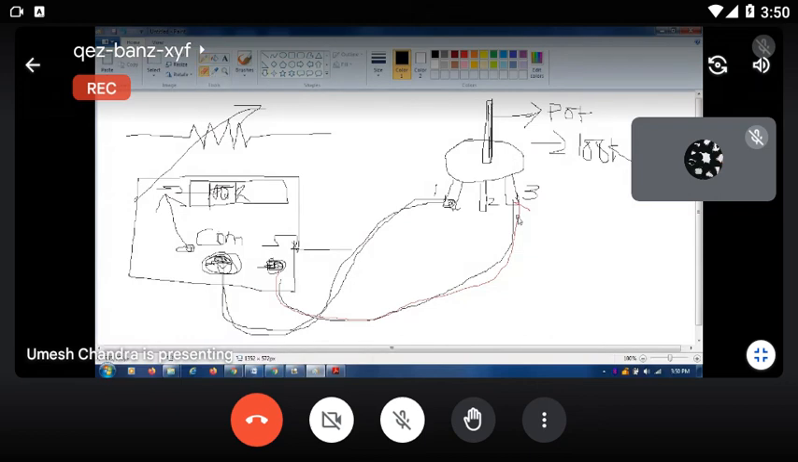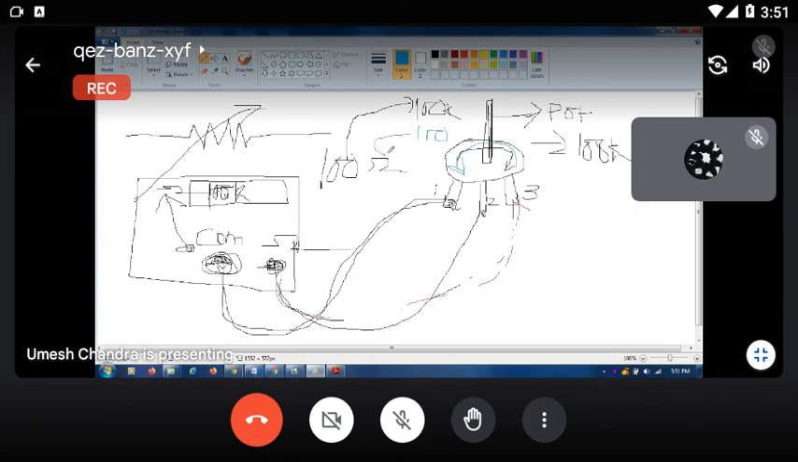But when you connect first and second, then you vary the pot in the clockwise direction. In the clockwise direction, your resistance value will gradually increase, starting from 100 ohm, then 100, 200, 300, 500, up to 100 kilo ohm. But in the anti-clockwise direction, your resistance value will decrease from 100 kilo ohm to 100 ohm.